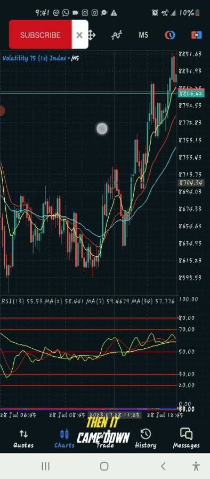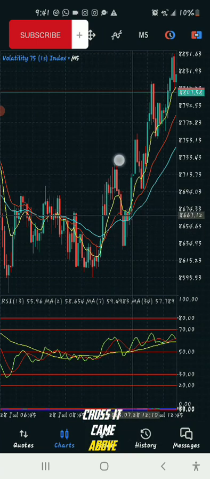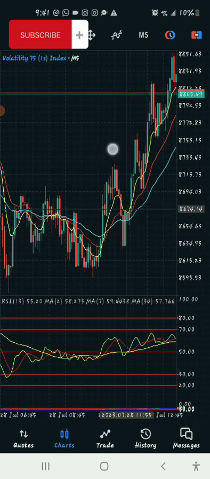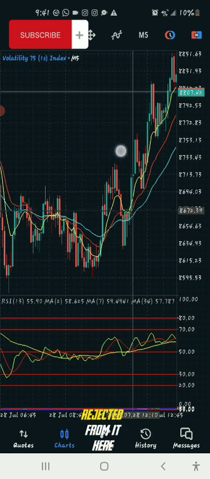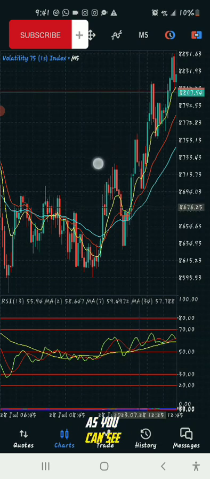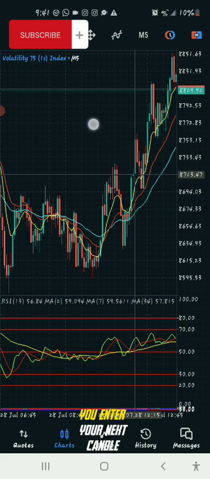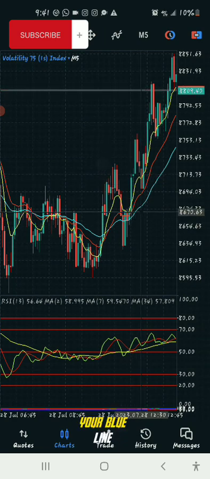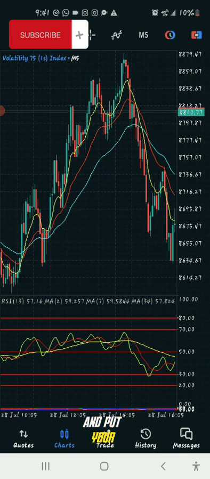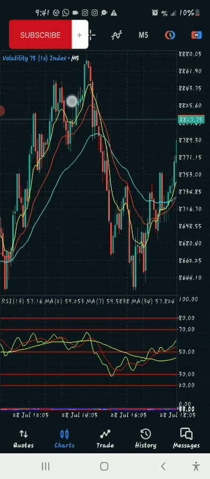It broke out here. Then it came down, crossed, and came above. It broke out of this 20 moving average. Then it came back here and rejected from it. As you can see, rejected right here. It closed here. After it closed, you enter on your next candle. Put your stop loss below your blue line and put your 1:2 or 1:3 risk to reward. Yeah, so this is not hard.